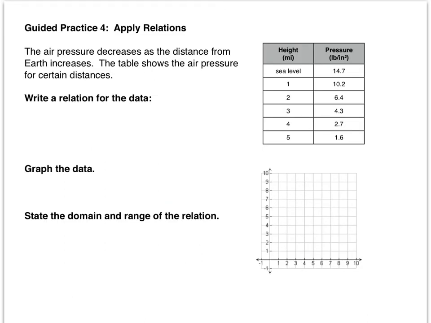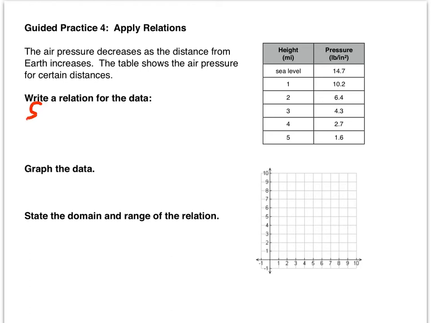In guided practice 4, we're going to apply relations. The air pressure decreases as the distance from Earth increases. The table shows the air pressure for certain distances. At sea level, which is 0, the air pressure is 14.7. At 1 mile, it's 10.2. At 2 miles, it's 6.4. At 3 miles, it's 4.3. At 4 miles, it's 2.7. And at 5 miles, it's 1.6.